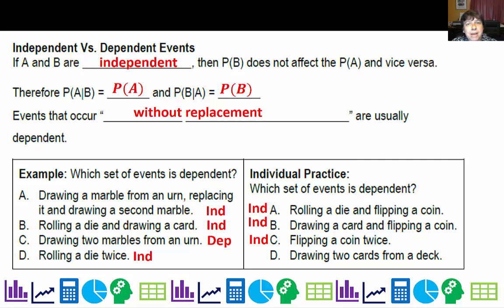Drawing 2 cards from a deck. Now, if you're doing it and keeping both cards, which you usually do if you're playing a game of cards, then that would be dependent because you've changed how many cards are left for the second draw by your first draw.